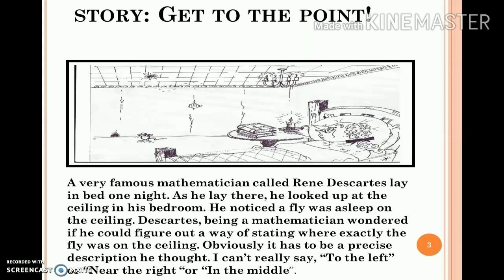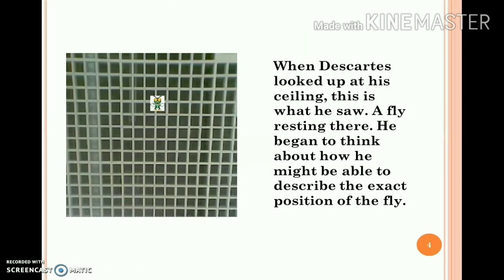Descartes, being a mathematician, wondered if he could figure out a way of stating where exactly the fly was on the ceiling. Obviously, it has to be a precise description, he thought. I can't really say to the left, near the right, or in the middle. So let's see, what did he look at? When Descartes looked at his ceiling, this is what he saw.